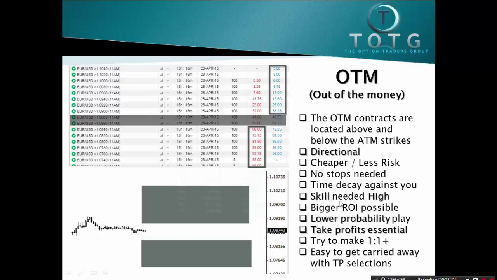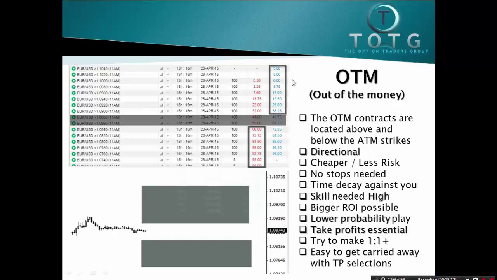Okay, skill required here is very high, as I talked about, because price does need to travel a long way. You need to have some good skills in either joining into a trend or whatever your system is. So you need some skill to do this one. There's bigger ROI possible. It is a lower probability trade. Take profits are essential, as we spoke about, and you're trying to make 1-to-1 again, maybe even more in some cases. You've got to be smart with take profits. It's very easy to get carried away with take profits.